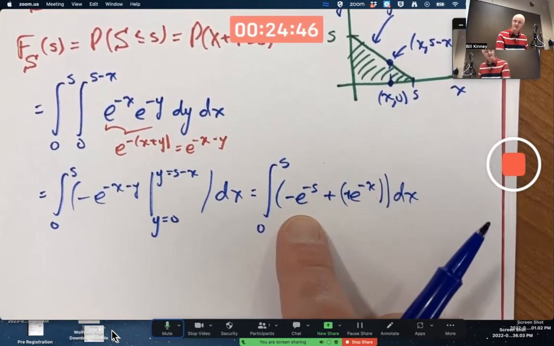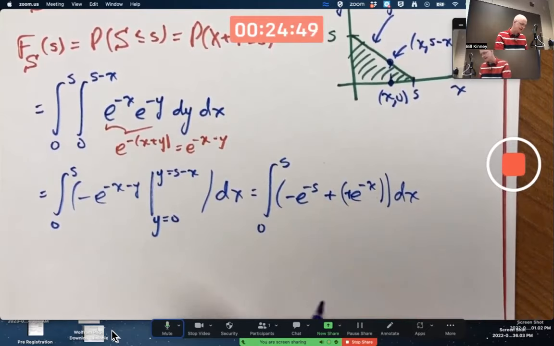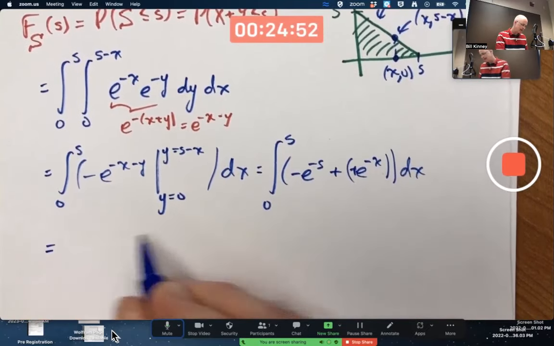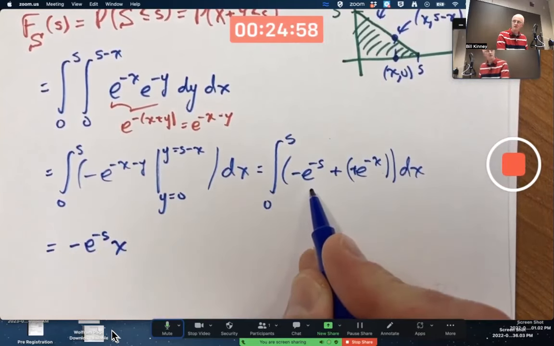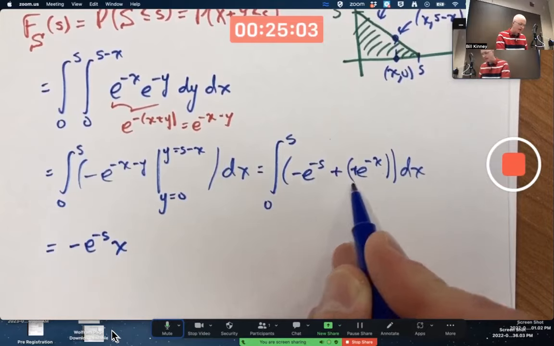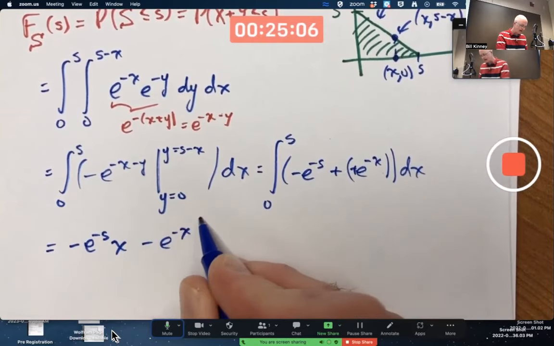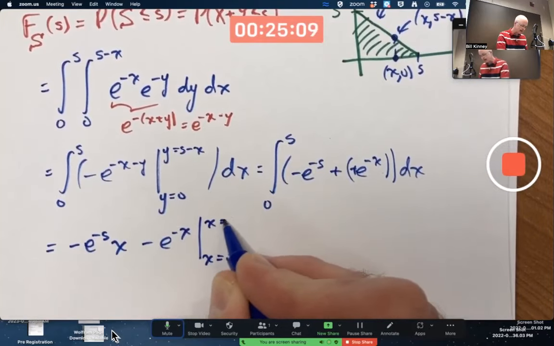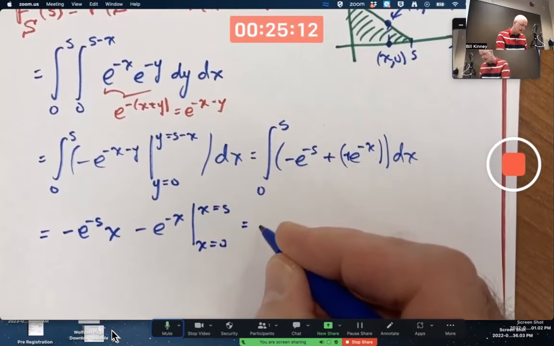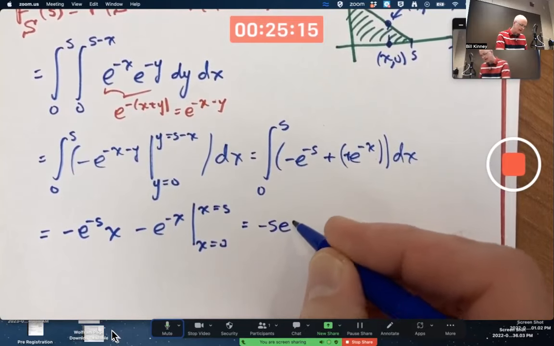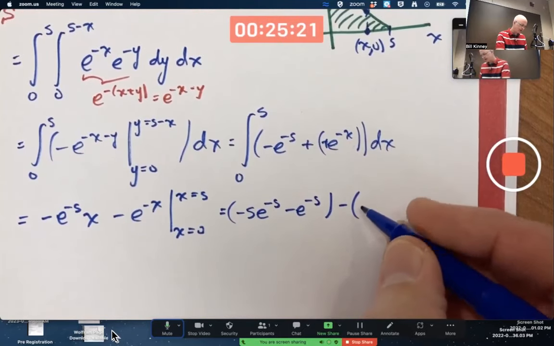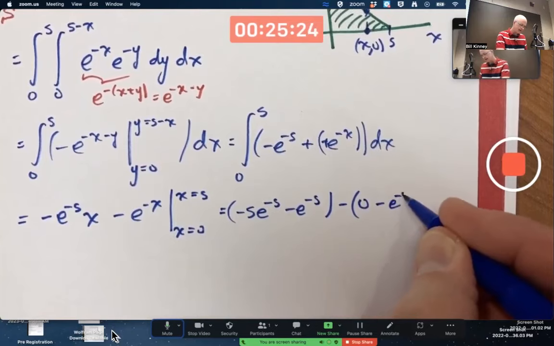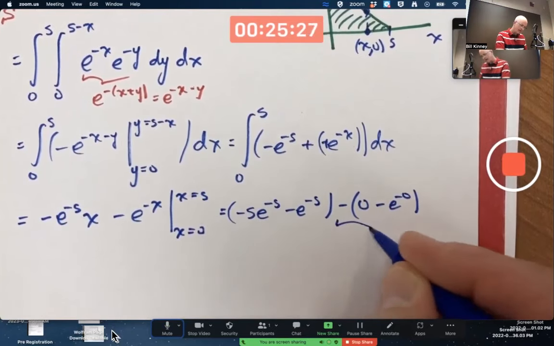We're integrating this constant times this function of x dx. S is a constant. We're going to get negative e to the negative s times x. That's just a number. Integrate it with respect to x, you get that number times x. Integrate this one, you get another minus sign. Now x goes from 0 to s. So we get negative s e to the negative s minus e to the negative s, minus, plug in 0 for x, 0 minus e to the negative 0. This all becomes a plus 1 there.